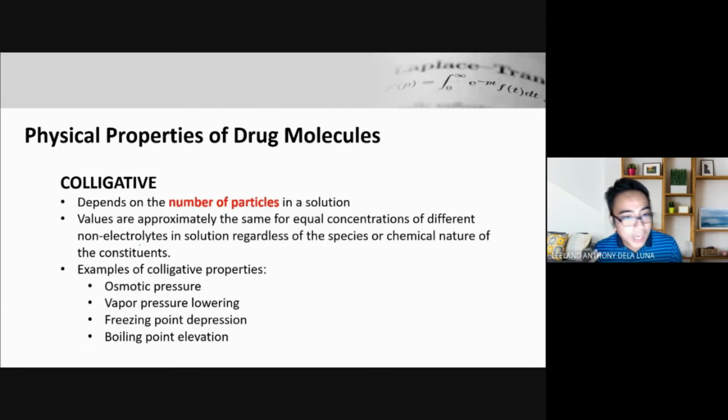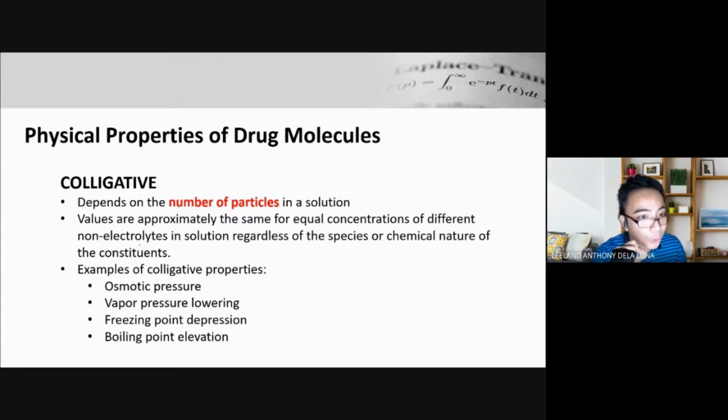Now, when we talk about colligative properties class, this one depends on the number of particles in a solution. Kumbaga, how does the number of particles in a solution or a compound affect its physical properties? So the values are approximately the same for equal concentrations of different non-electrolytes in a solution, regardless of the species or chemical nature of constituents. Now, examples of colligative properties class would be osmotic pressure, vapor pressure lowering, freezing point depression, or boiling point elevation.